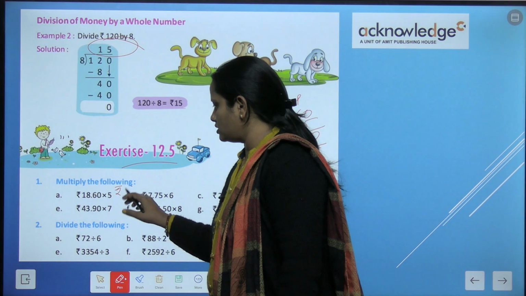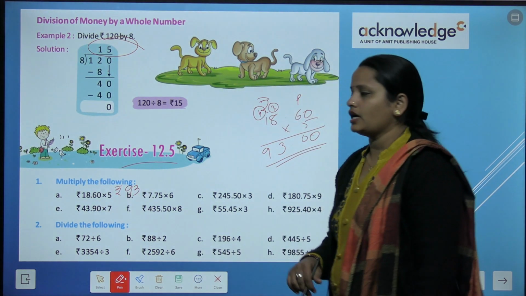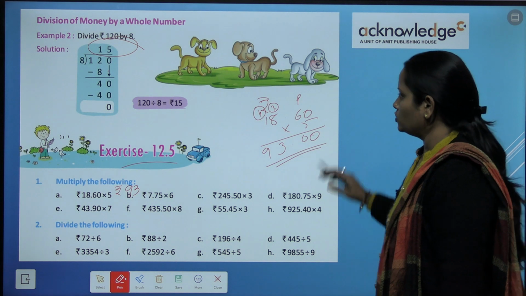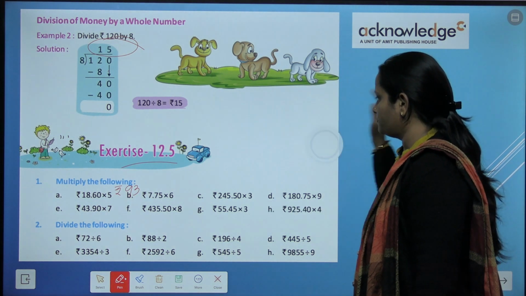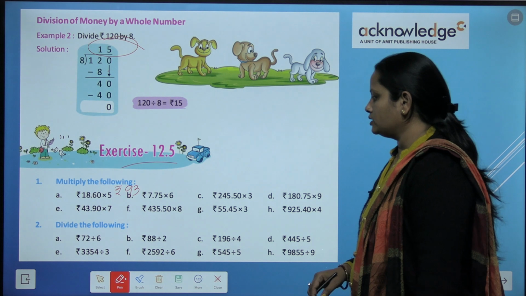So let's write the answer. 93 rupees is the answer. Now let's do another question, division. So here we have to divide.